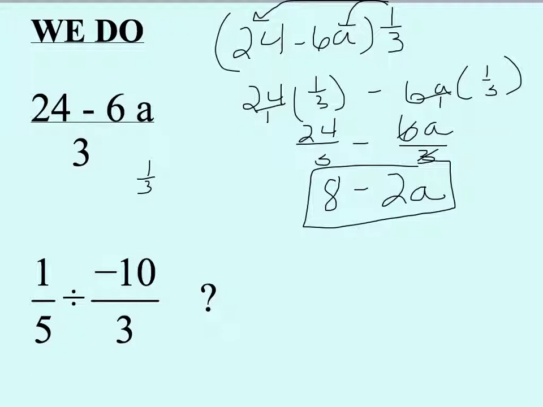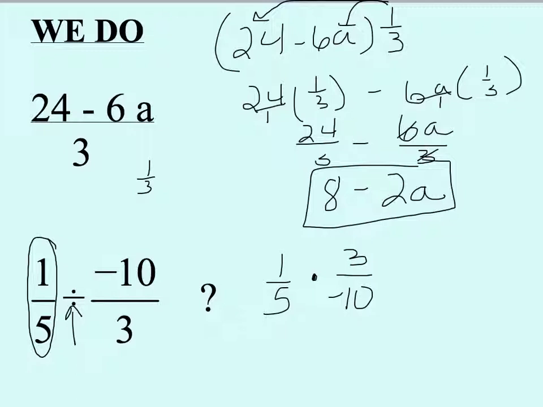The second one looks a little different. You might see one like this. Here I want my first term to stay the same when I'm dividing fractions. So my first term stays the same, and then I'm going to multiply by the reciprocal. The reciprocal would be 3 over negative 10. Now I can multiply across. 1 times 3 is 3, and 5 times negative 10 is negative 50.